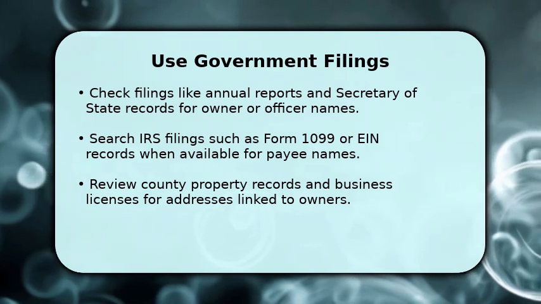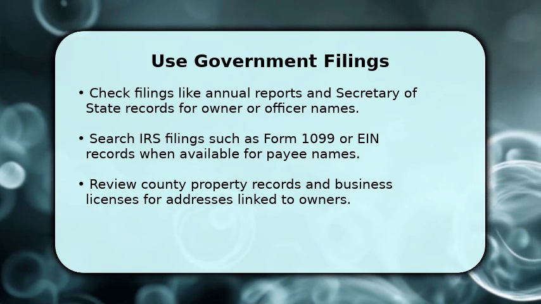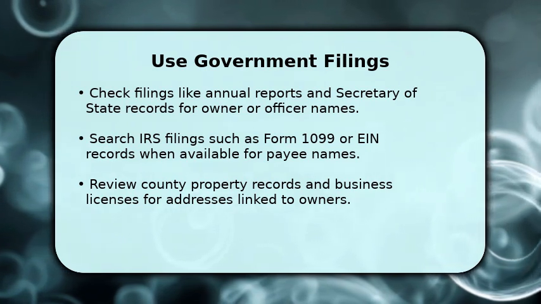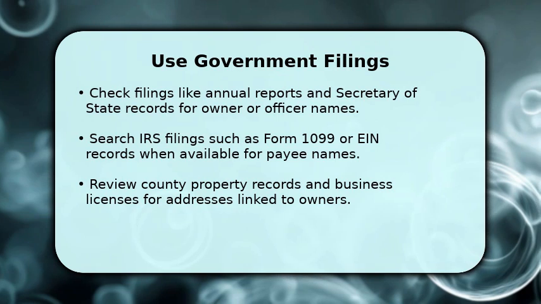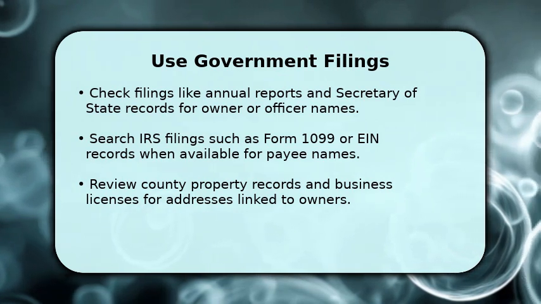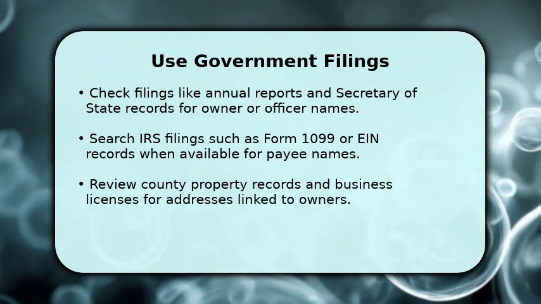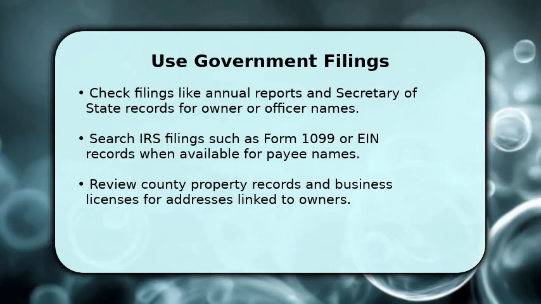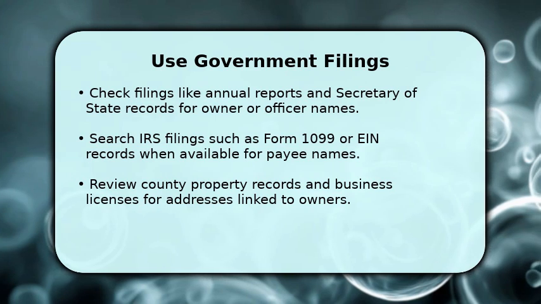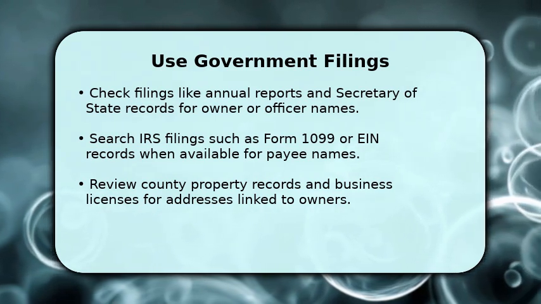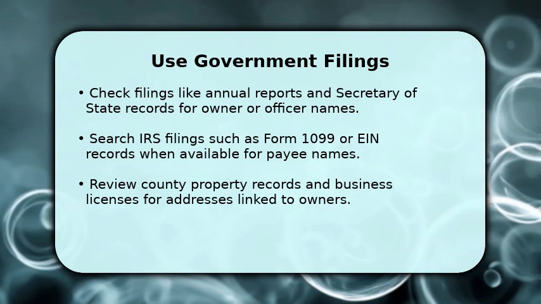Search IRS-related documents like Form 1099 records when you lawfully have access to payment information. Look up county property tax records to match business addresses with owner names. Check local business licenses and permits to verify listed responsible parties and mailing addresses for the business.